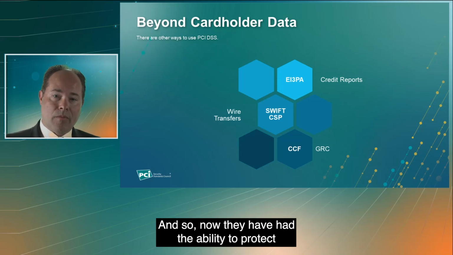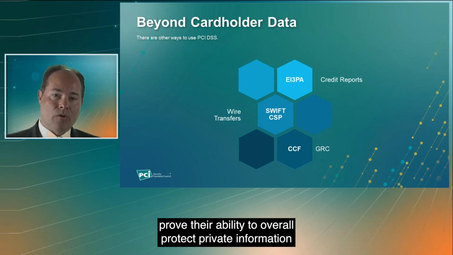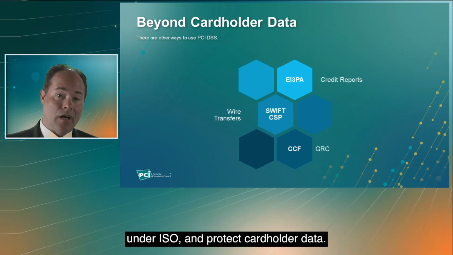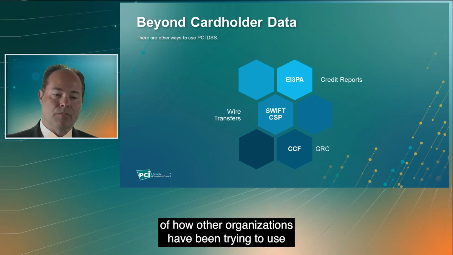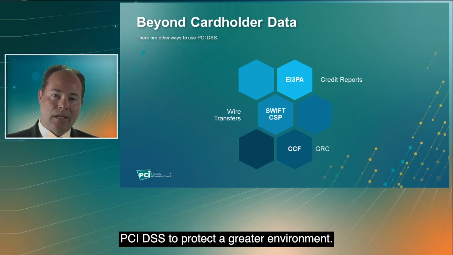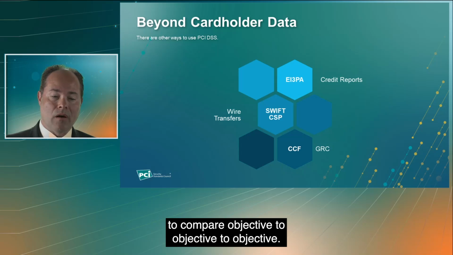And so now they have the ability to protect their financial information as a public company, prove their ability to protect private information under ISO, and protect cardholder data. These are just 3 great examples of how other organizations have been trying to use PCI DSS to protect a greater environment. But we've really seen now that with 4.0, if Adobe was to start over again with a common control framework, they would actually be able to compare objective to objective to objective.